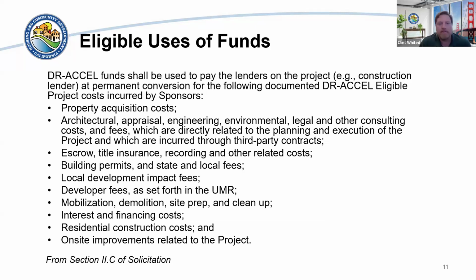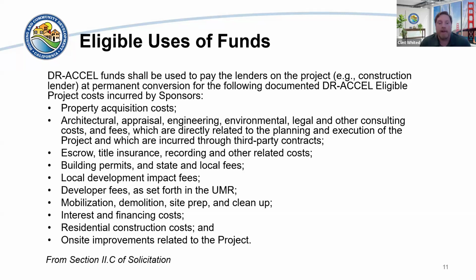So for example, construction lender, and that will occur at permanent conversion for the following documented DR Excel eligible project costs that are incurred by the sponsors. Those include property acquisition, architectural, appraisal, engineering, environmental, legal, and other consulting costs and fees, which are directly related to the planning and execution of the project, and which are incurred through third-party contracts.